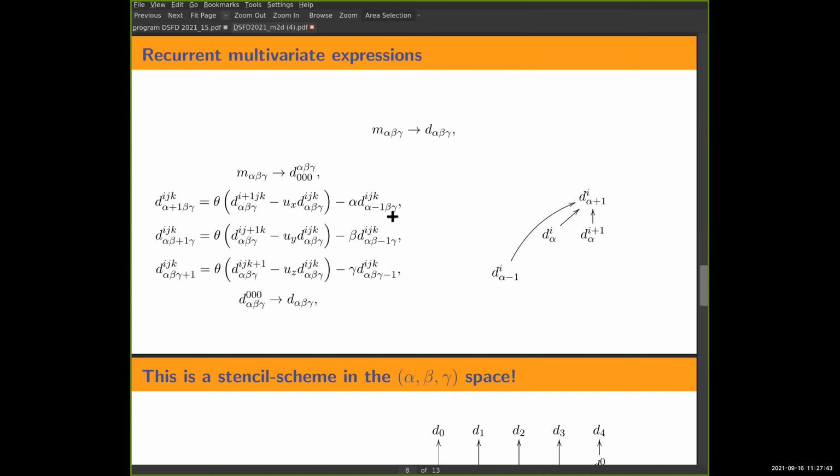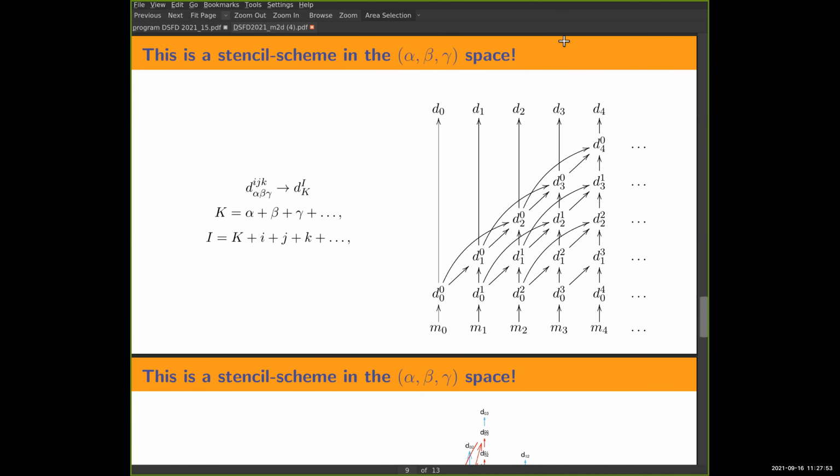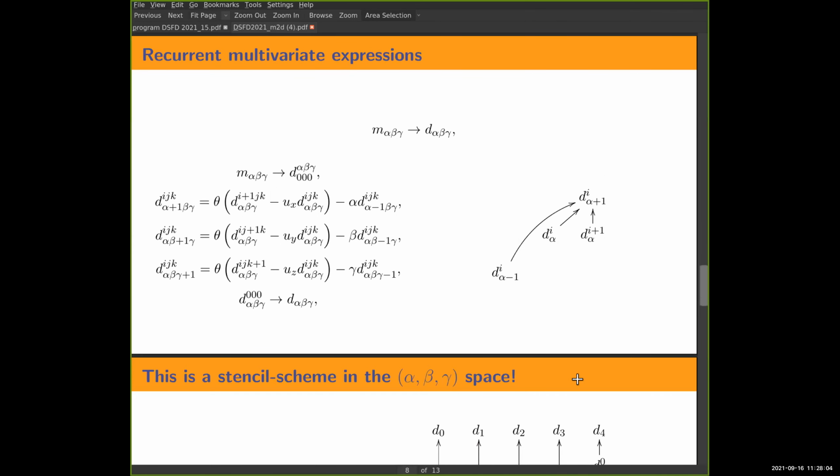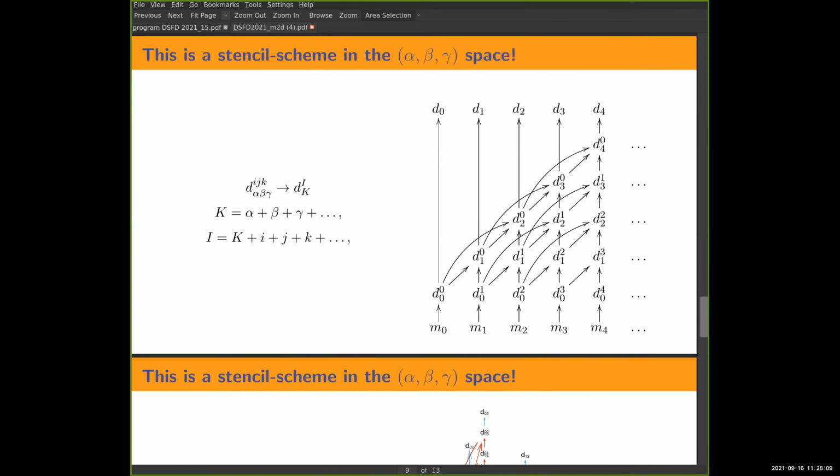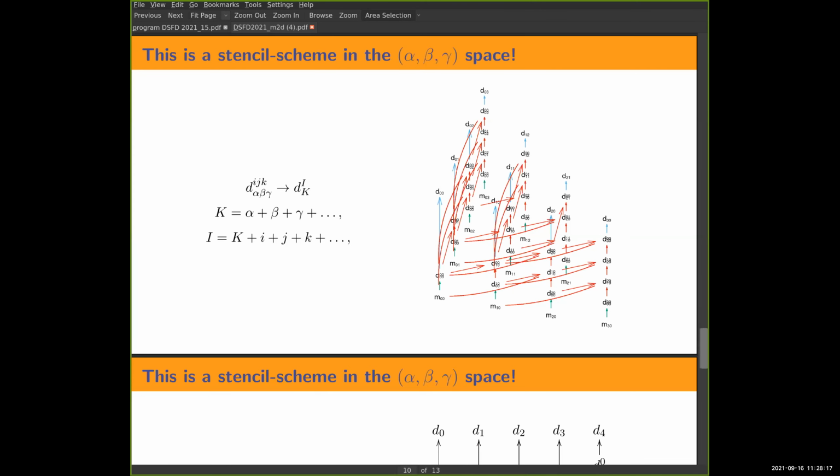We were just looking at these expressions and found the dependencies with the increment in the lower and in the upper indexes. And what we found here is that what we see is actually a stencil scheme in the dimensions of alpha, beta, and gamma. Just look at these expressions. We see that there are local dependencies between neighbors in the alpha, beta, and gamma space. And we can illustrate it with a dependency graph for any number of orders and any number of dimensions as well.